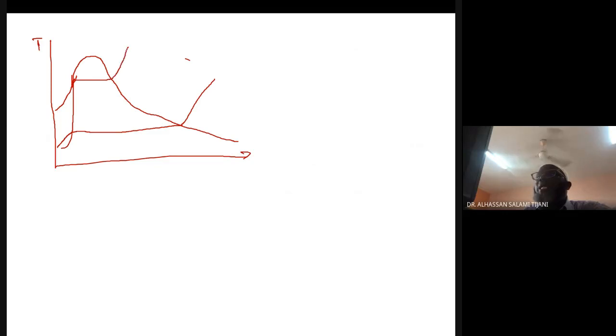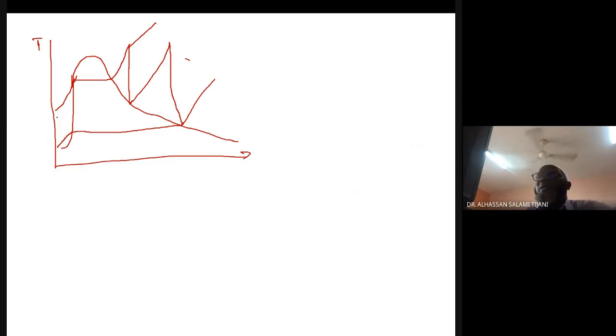Okay, so then I have reheating. So there will be expansion over here up to this state. And then there will be reheating. So this is just a sketch. Reheating up to this state.